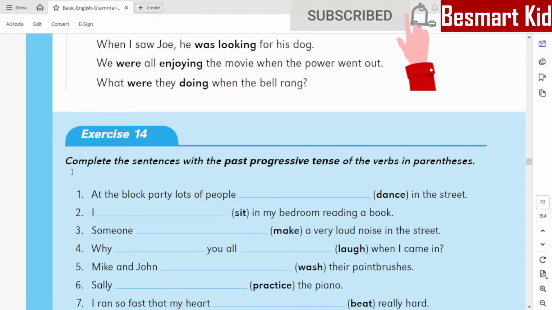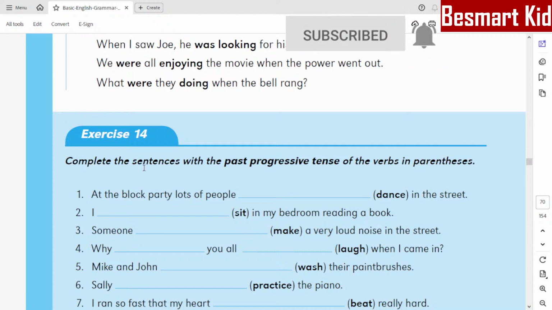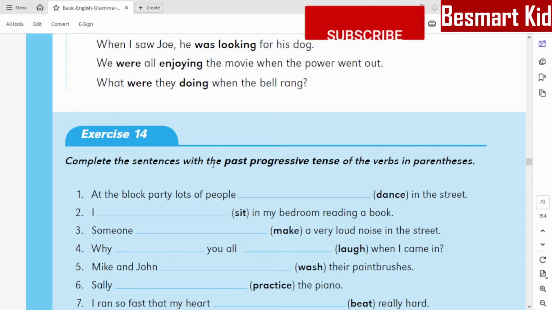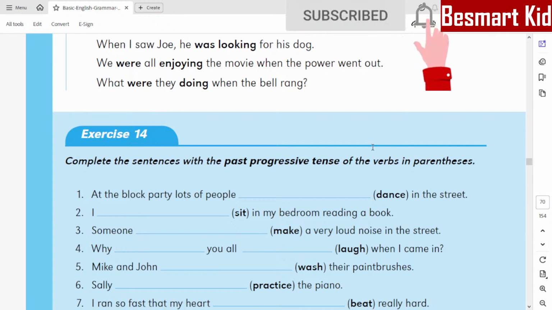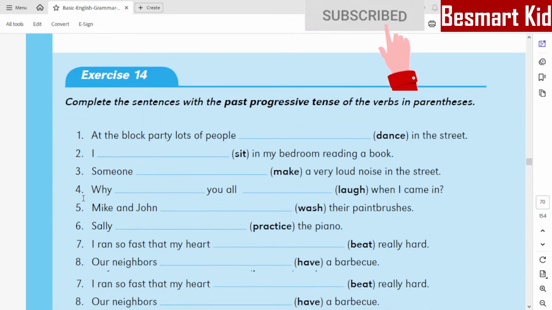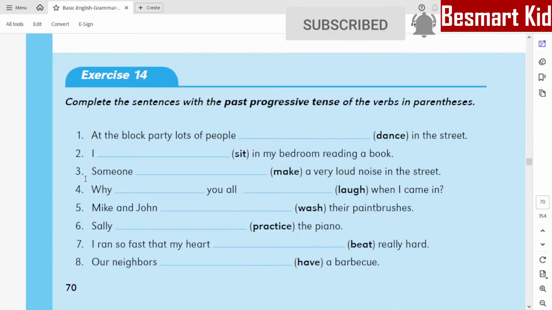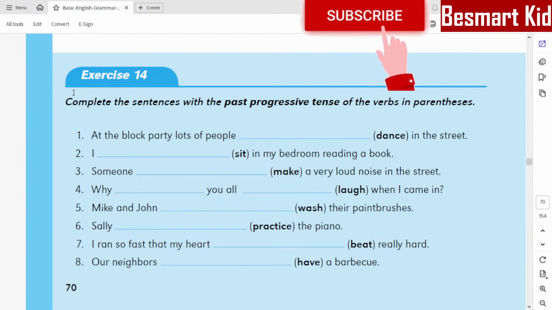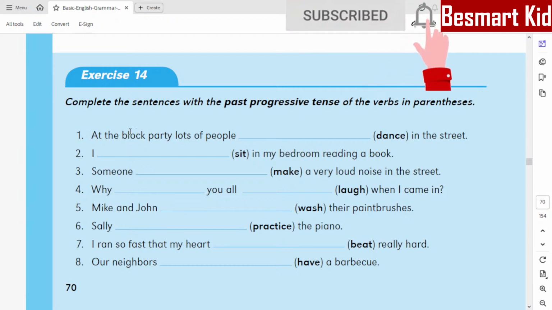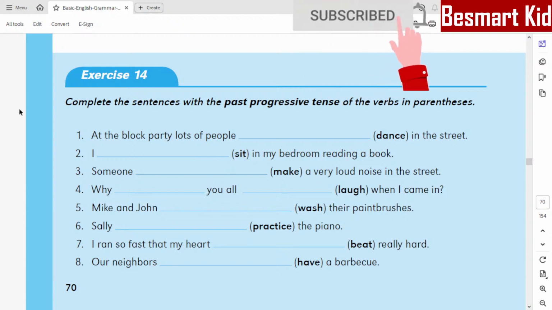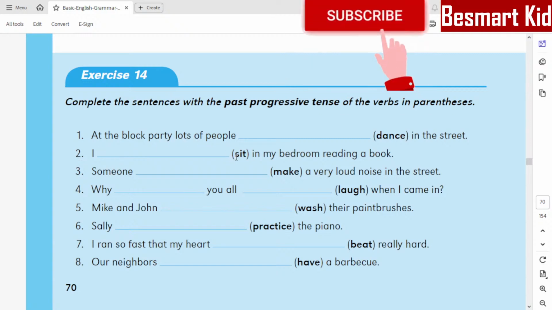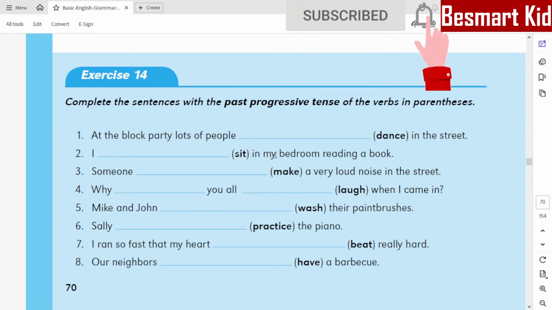Exercise 14. Complete the sentences with the past progressive tense of the verb in the parentheses. First, at the block party, lots of people ___ in the street. In brackets we have dance. Second, I ___ in my bedroom reading a book. In brackets we have sit.